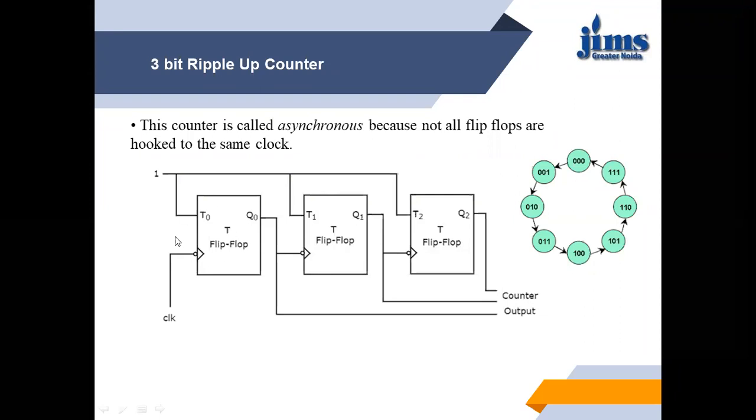The flip-flop which is fed with the master clock is the LSB, and the last one is the MSB, the most significant bit. Here we have used a bubble, that means negative, and this triangle represents a negative edge triggered flip-flop.